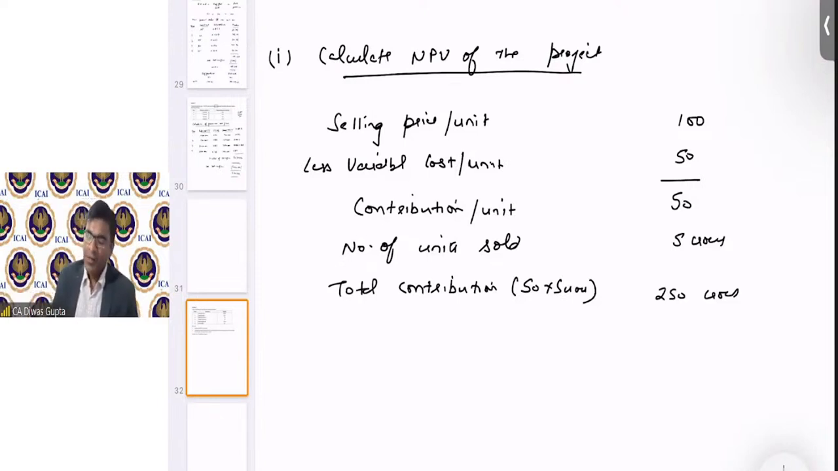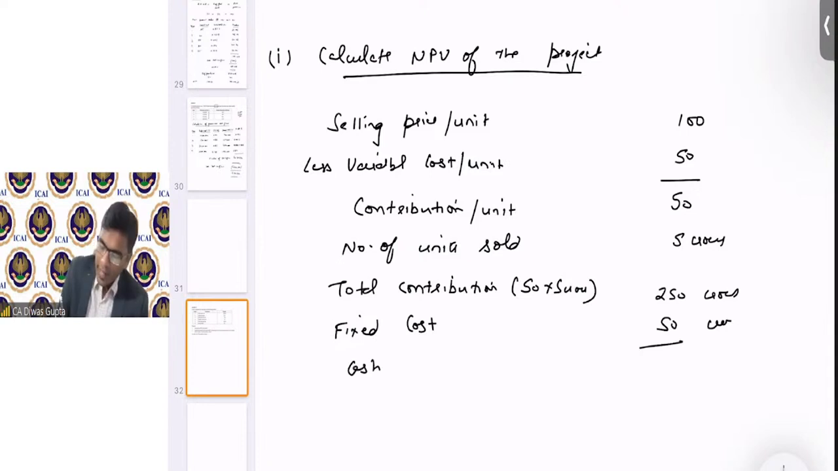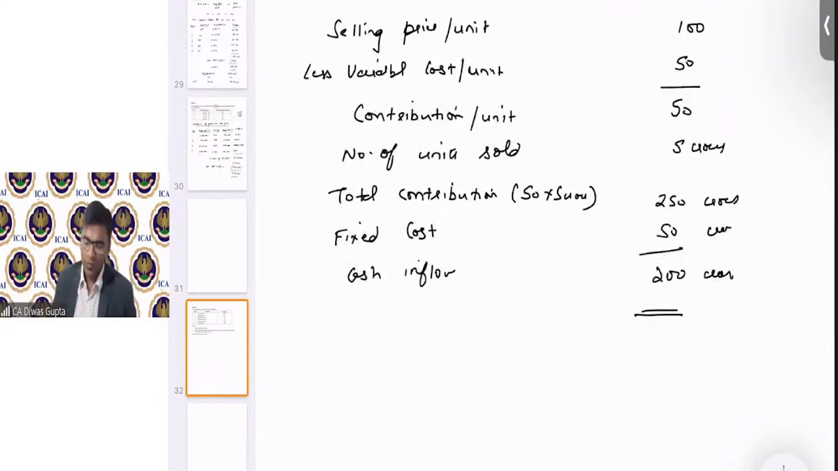Okay. So the total contribution comes to this. What is the fixed cost? Fixed cost is 50 crores. So cash inflow will be how much? 200 crores, right? So this is the cash inflow, 200 crores per year.